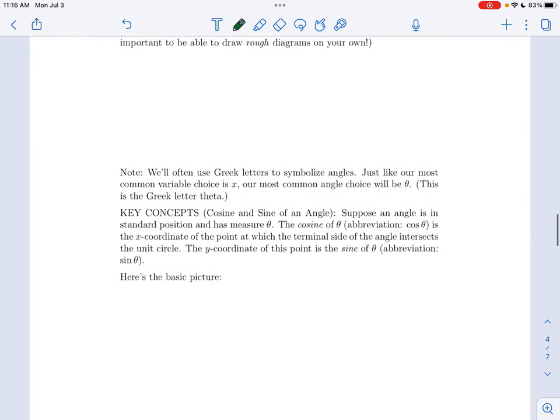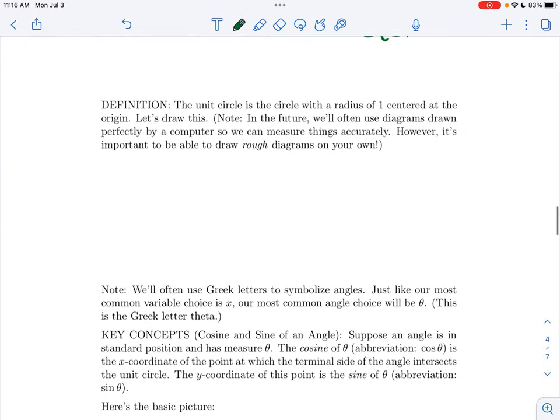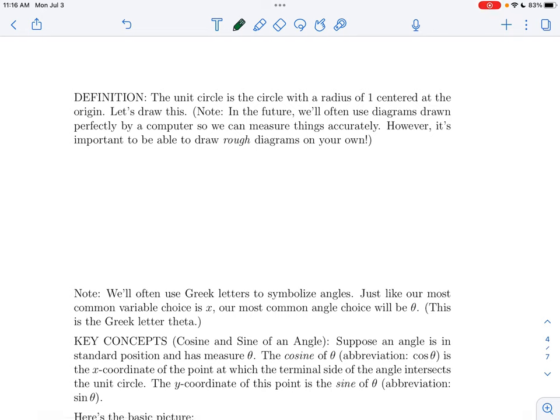Okay, let's do this page and then we'll end this video. So by definition, the unit circle, so this, I should have italicized this. This is the phrase you want to know. When you hear the phrase unit circle, you want to know exactly what this is, right? Not just, yeah, it's some kind of circle. You want to know this exactly. By definition, the unit circle is the circle with a radius of 1 centered at the origin.